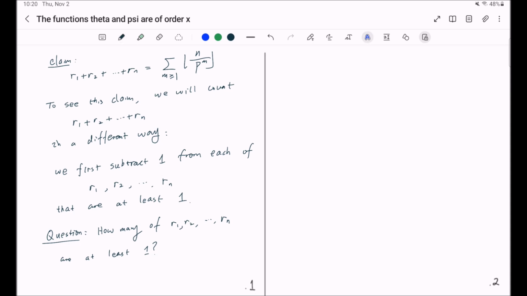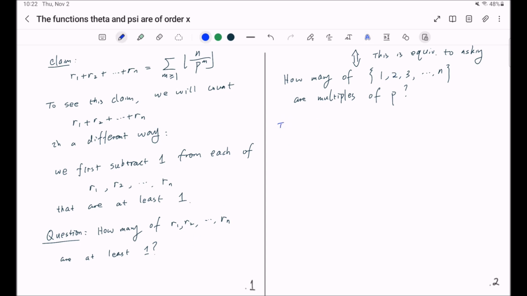And note that this is equivalent to asking how many of the n consecutive integers 1, 2, 3 through n are multiples of p. Do you see why they are equivalent? They are equivalent because of our definition for R1 through Rn.